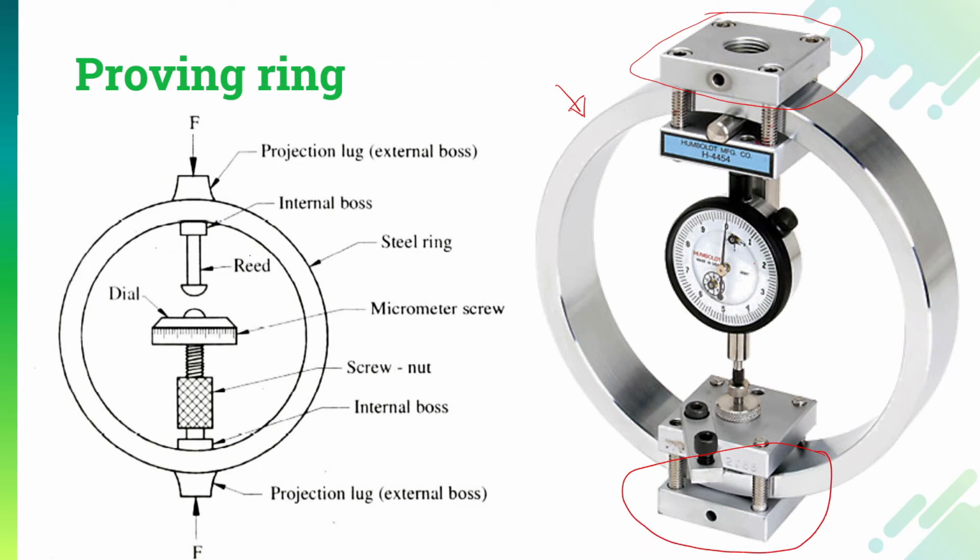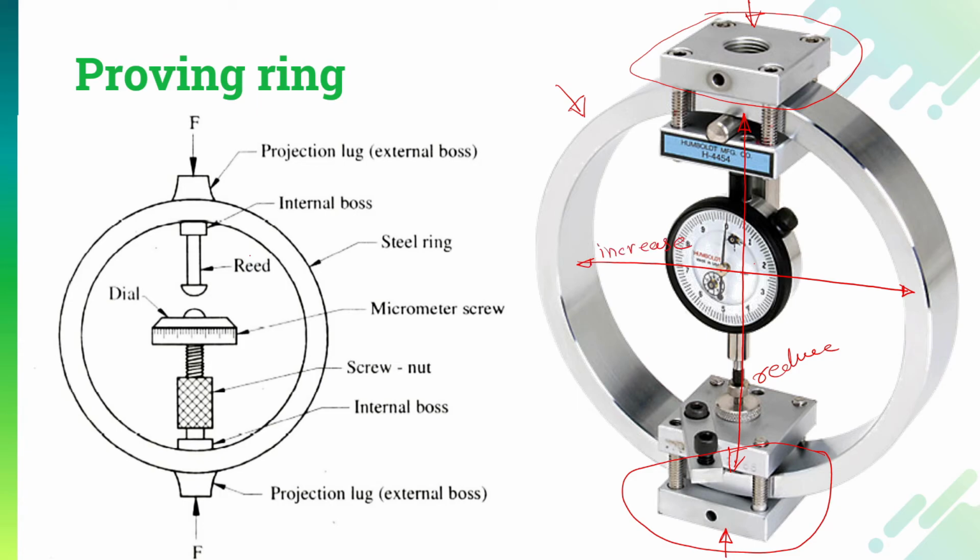Now, what basically occurs that helps us to measure using the proving ring? Let us understand the basic principle of the proving ring. Whenever I apply the load on this particular proving ring, what will occur? The diameter of this proving ring will change. Initially, the diameter of the proving ring is the same from all sides, but whenever I apply the load, the vertical diameter of the proving ring will reduce and the horizontal diameter of the proving ring will increase.